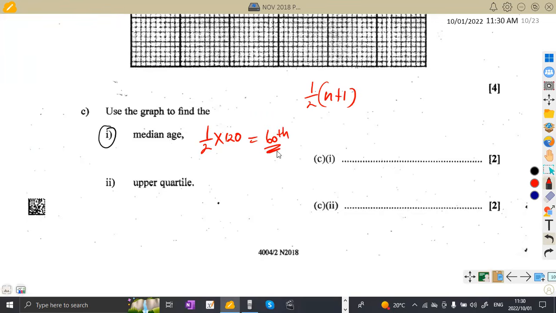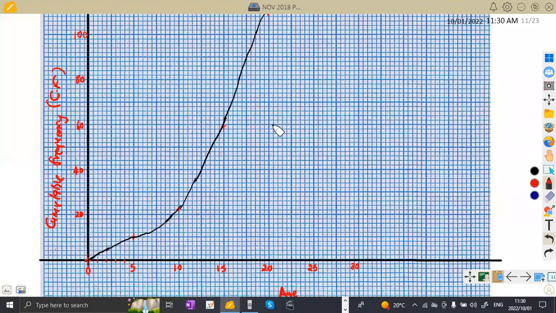What is the answer that corresponds to the 60th position? So we are going to point 60. This is where we have our 60 here. So at 60, what is the corresponding value? If you have to cross-check, mark using your ruler straight to the graph, where you meet the graph, then down to the horizontal axis. This is going to correspond with 15. So it's actually going to be at 15.